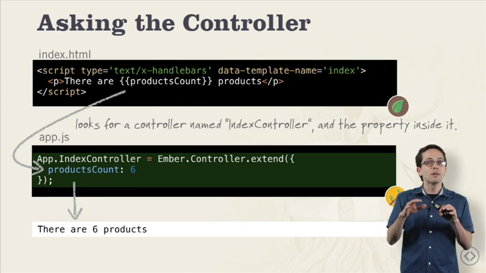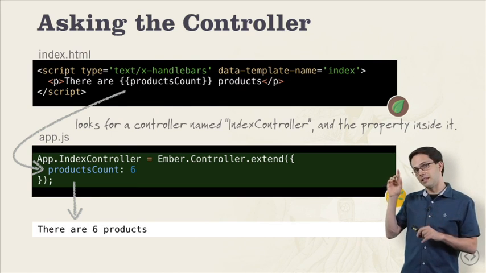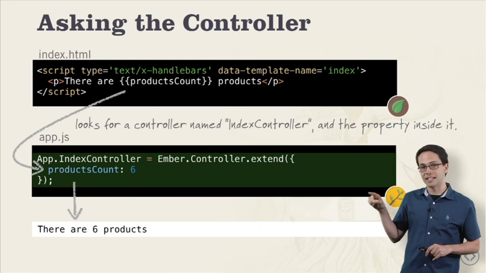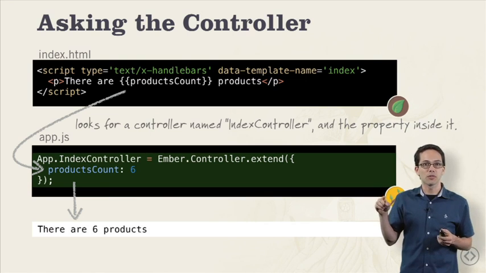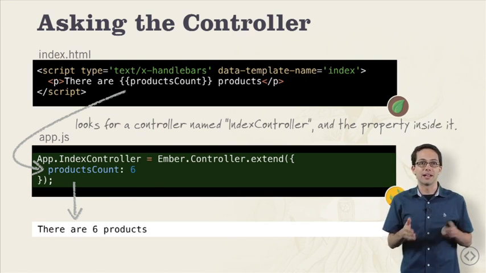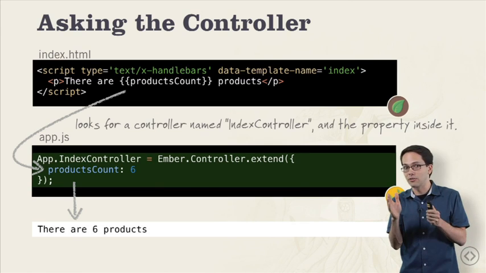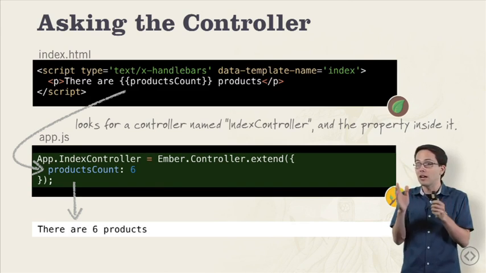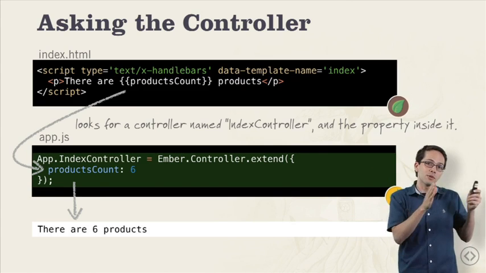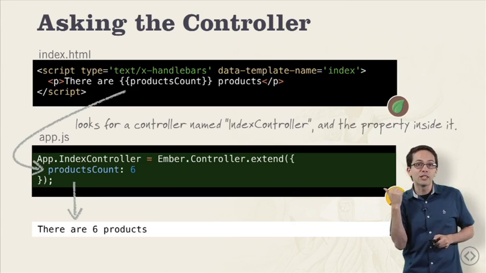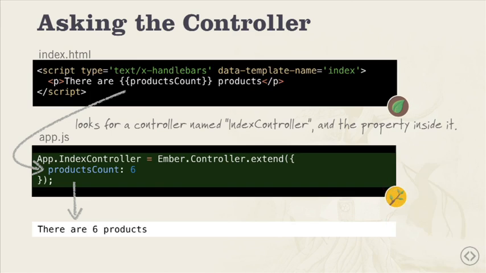Now, there's no coincidence here that we have an index template and an index controller. These both are referenced by the index route. Because we're doing the index route, it's rendering that template, and because we're doing the index route, it's going to go looking for the index controller.